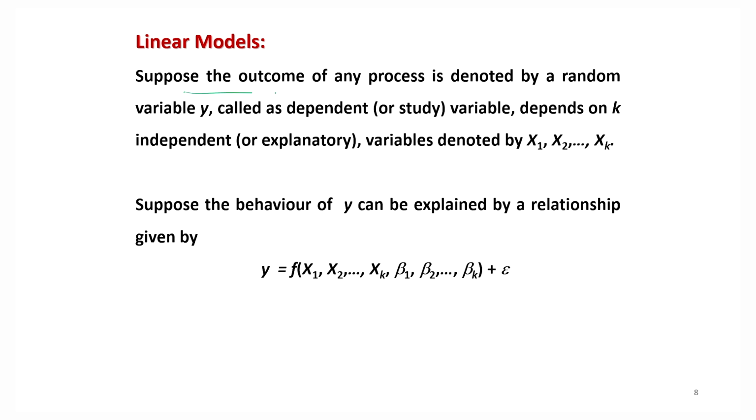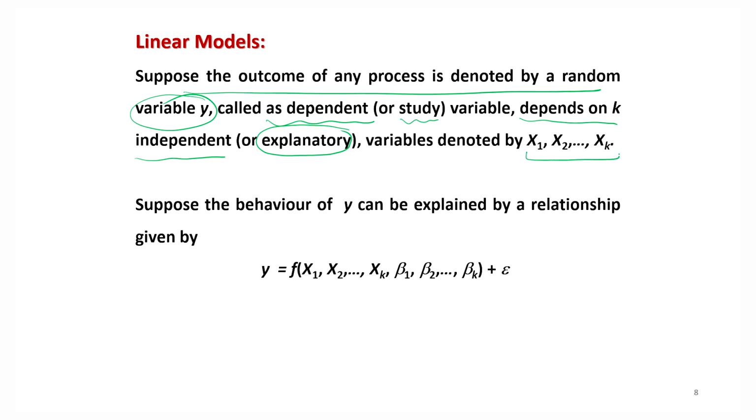Suppose the outcome of any process is indicated by a random variable, which is say here y. We call it a dependent variable, or another popular name is a study variable also. And this dependent variable depends upon say here k independent variables, and there are different terminologies. So these independent variables are also called explanatory variables, and they are denoted by x1, x2, xk.